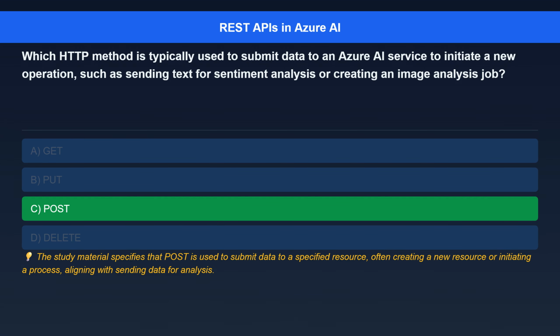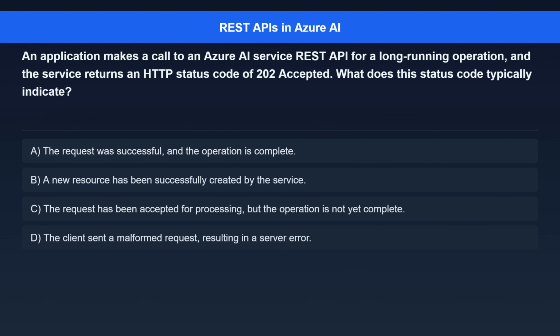The correct answer is POST. Here's the explanation. The study material specifies that POST is used to submit data to a specified resource, often creating a new resource or initiating a process, aligning with sending data for analysis.